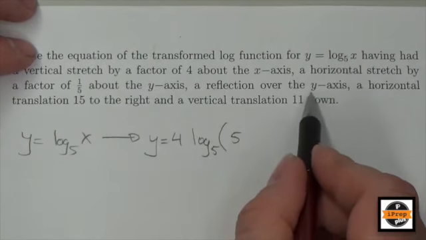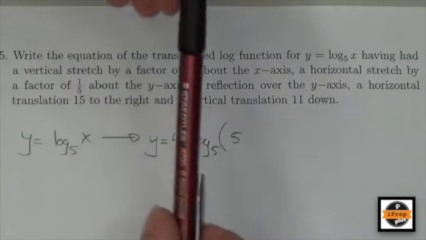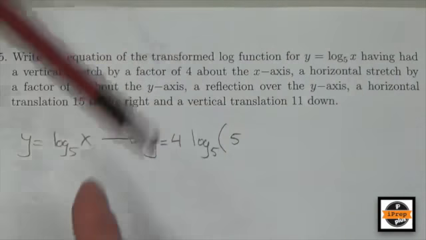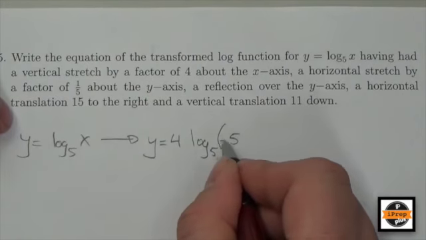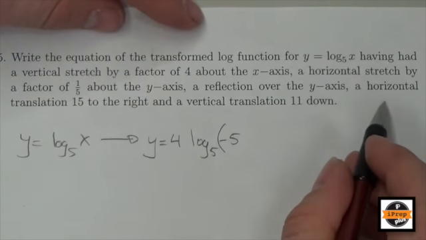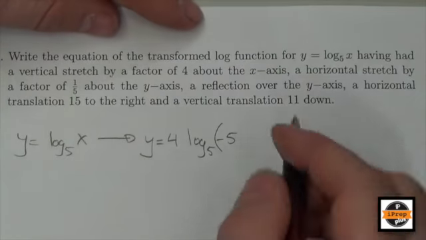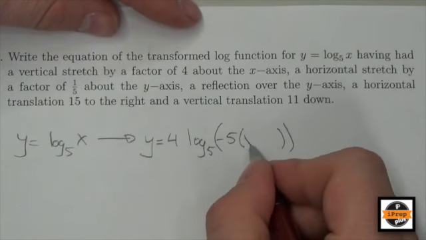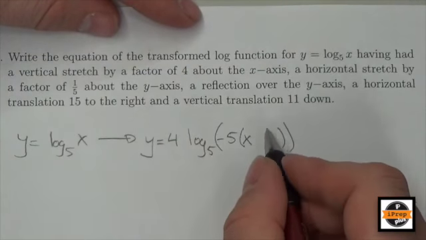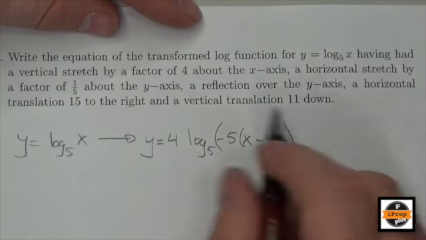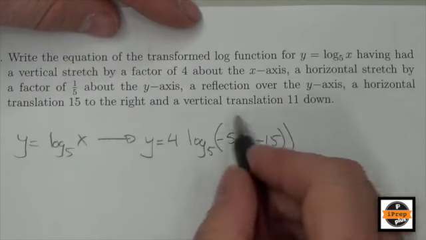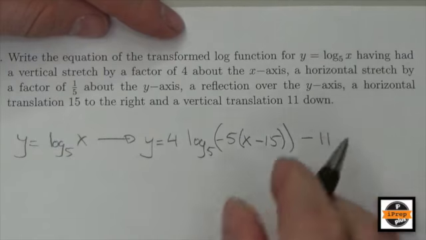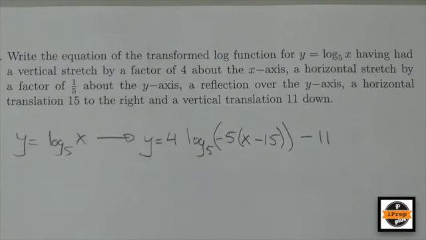A reflection over the y-axis. The y-axis is the vertical one, so over it is this way. That's a horizontal change, meaning that 5 there should be negative. A horizontal translation 15 to the right. Now I need to separate that from the stretch. So here's my independent variable. 15 to the right is going to mean minus 15. And then a vertical translation 11 down means taking that function, which is the dependent variable, and I'm going to subtract 11. And there we go. There's the function that we're describing.